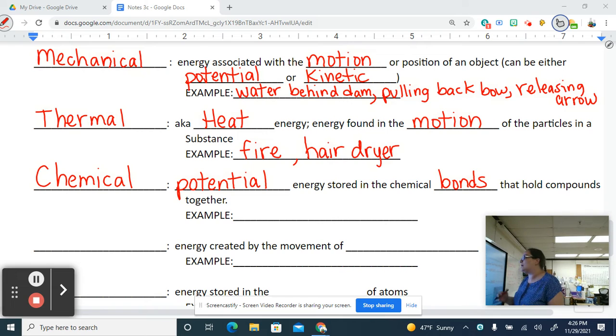So chemical energy is found in food. It's found in anything that burns. So anything that you burn to release the energy is chemical energy. And batteries are also chemical energy.